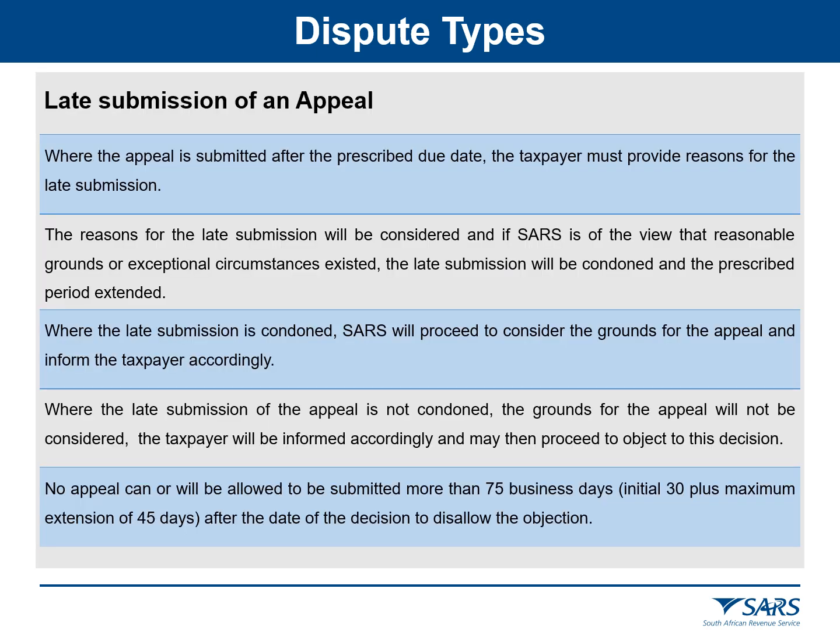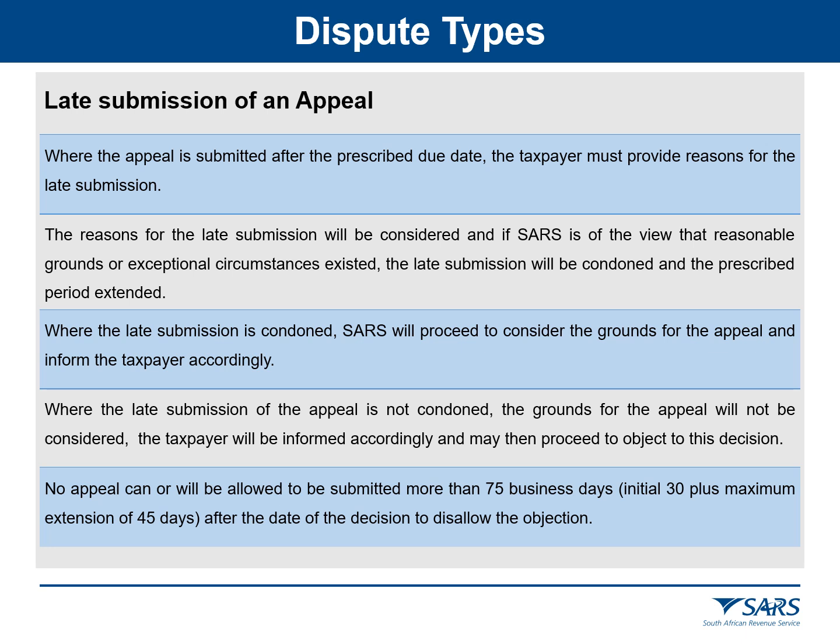Late submissions of an appeal. Where the appeal is submitted after the prescribed due date, a taxpayer must provide reasons for the late submission. The reasons for the late submission will be considered, and if SARS is of the view that reasonable grounds or exceptional circumstances exist, the late submission will be condoned and the prescribed period extended. Where the late submission is condoned, SARS will proceed to consider the grounds for the appeal and inform the taxpayer accordingly.